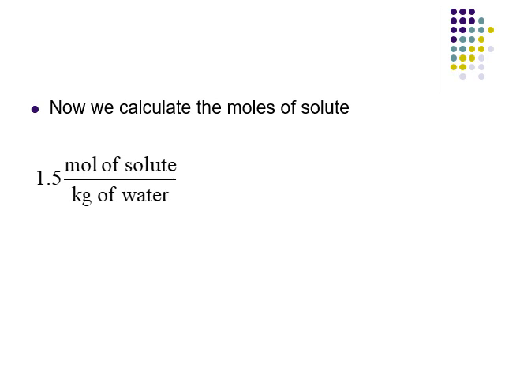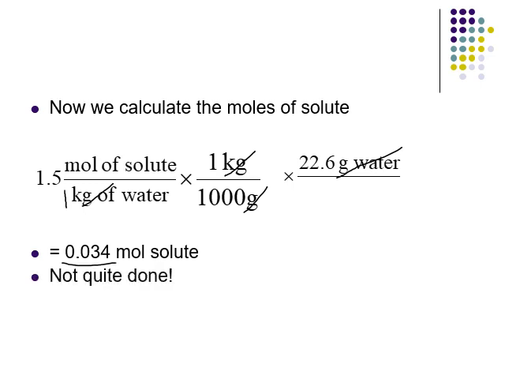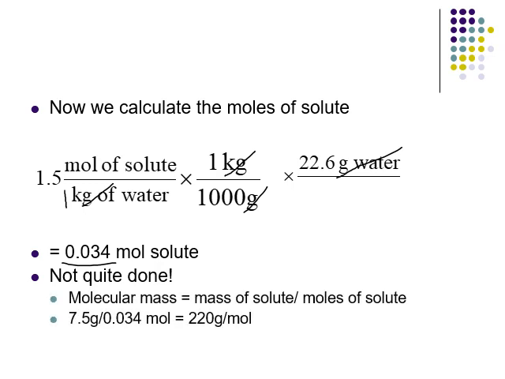Next, we know that we have 1.5 moles of solute per every 1 kilogram of water. So I turn my kilograms of water into grams. And we were told we had 22.6 grams of water. So grams of water cancel, so we're left with moles of solute. So we've now found we have 0.34 moles of solute. Remember, what is molar mass? Molar mass is grams per mole. We now have our moles. We were told in the problem that we had a certain mass of the solute that was added. We just take that mass, divide it by the moles, we get our answer.